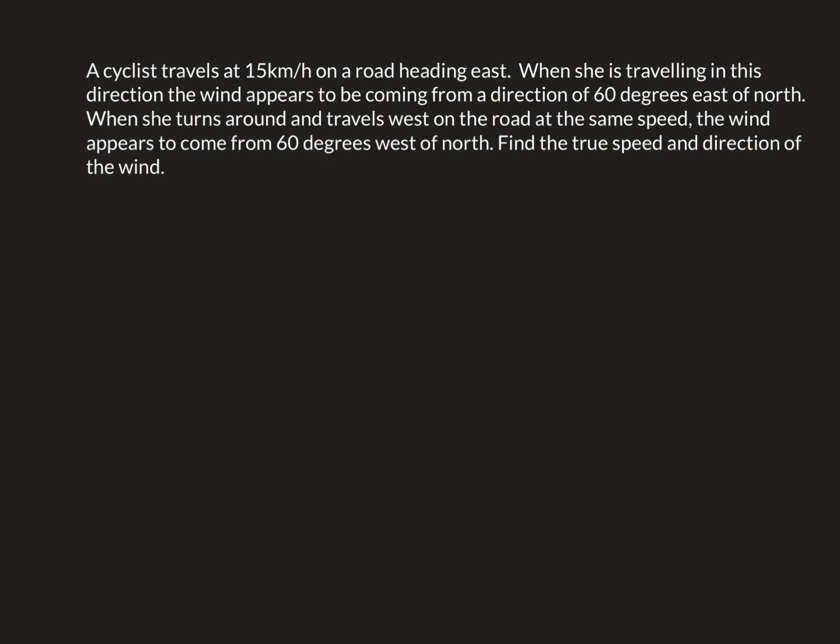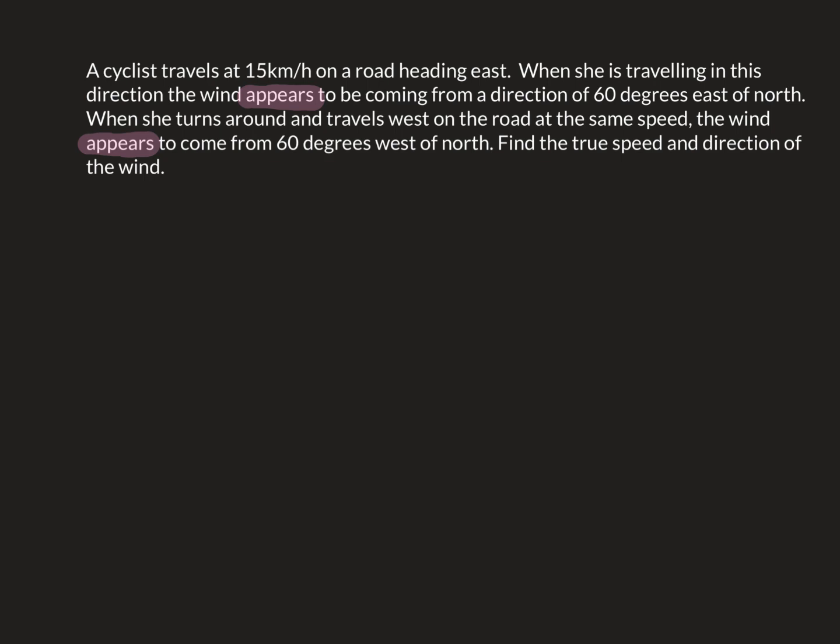When she is traveling in this direction, the wind appears, I'm going to highlight that word there, the wind appears to be coming from a direction of 60 degrees east of north. When she turns around and travels west on the road at the same speed, the wind appears, again, to come from 60 degrees west of north. Find the true speed and direction of the wind.